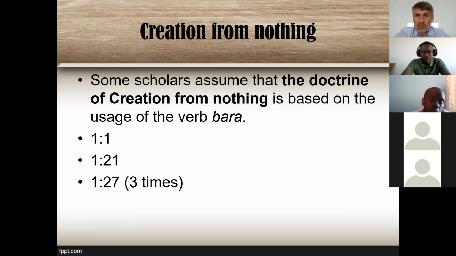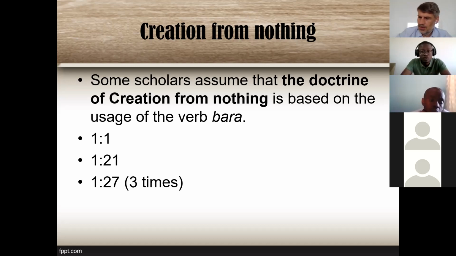Do you see this verb bara is used 5 times in the first chapter of the book of Genesis? And it's very important that in verse 27, it is repeated 3 times. So can we explain the usage of this verb in the first chapter of the book of Genesis? It is used in 1:21 and 1:27.